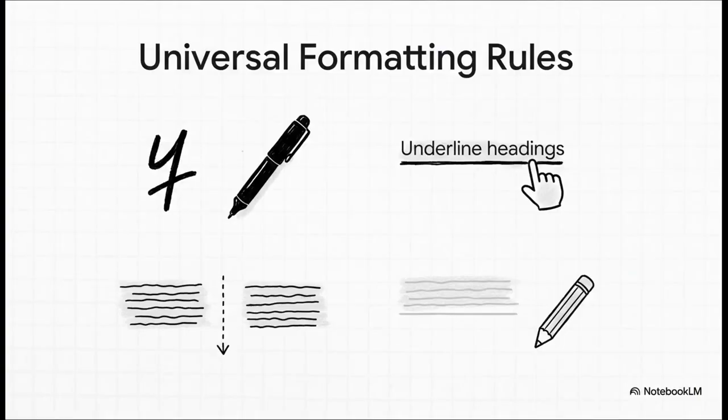Think of these as your universal rules for the entire paper. Always use that black pen for your question numbers so they stand out. Underline your headings. Super important. Leave one blank line between your paragraphs. It makes everything so much more readable. And when you're totally done with a question, draw one neat line with your pencil to show you're moving on.